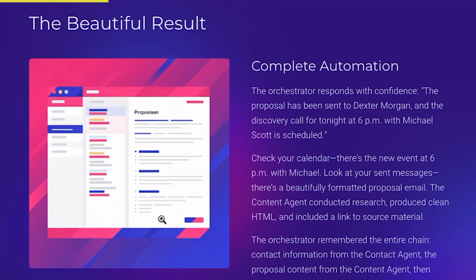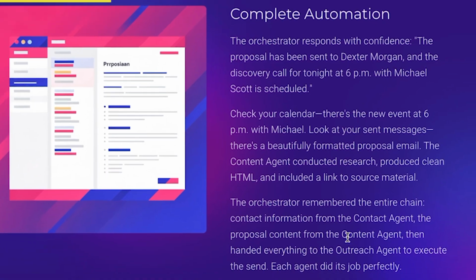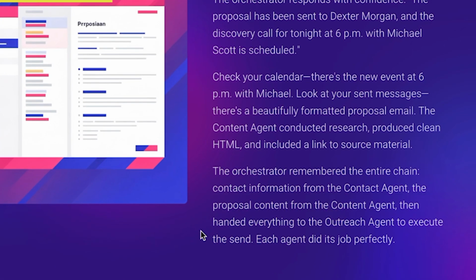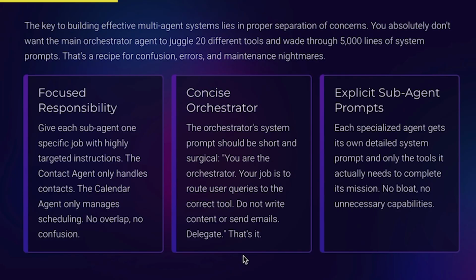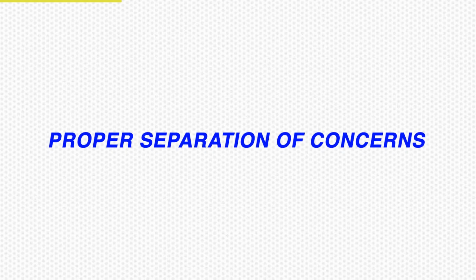Pretty cool. And the beautiful result here is that the complete automation occurs, right? The orchestrator remembers the entire chain: contact information from the contact agent, the proposal content from the content agent, then handed that over to the outreach agent to execute the send. Each agent did its job perfectly. Here is the critical architecture principle, right? The key to building effective multi-agent systems lies in proper separation of concerns.